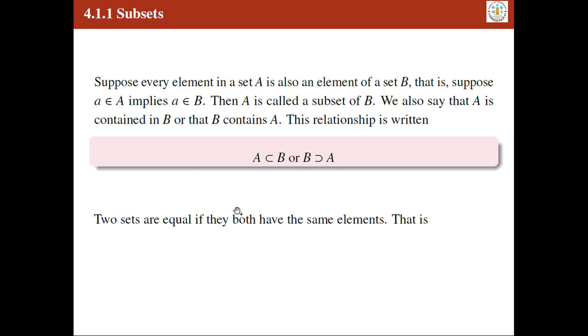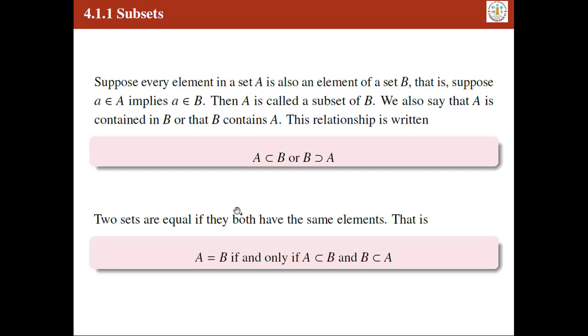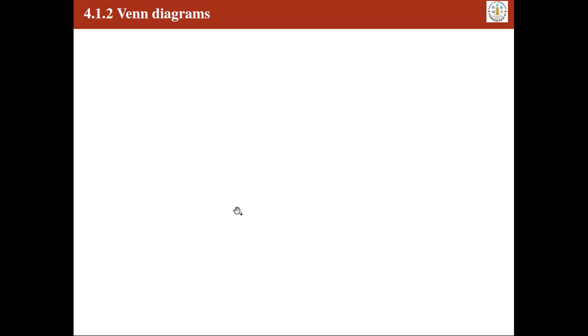Two sets are equal if they both have the same elements, or equivalently if each is contained in the other. That is, A equals B if and only if A is contained in B and B is contained in A. Venn diagrams.